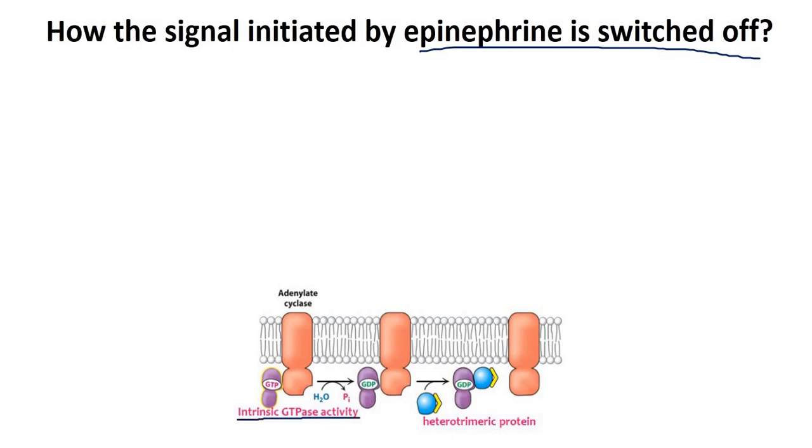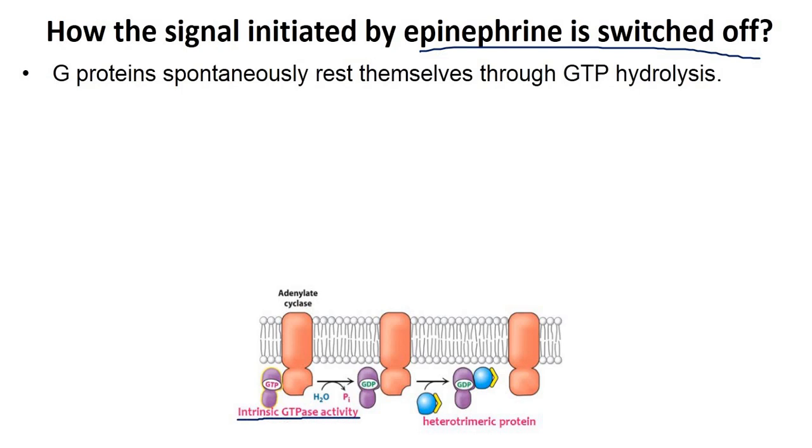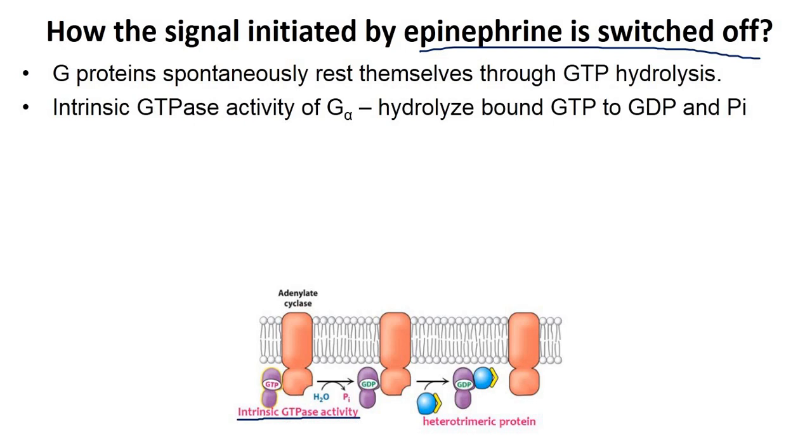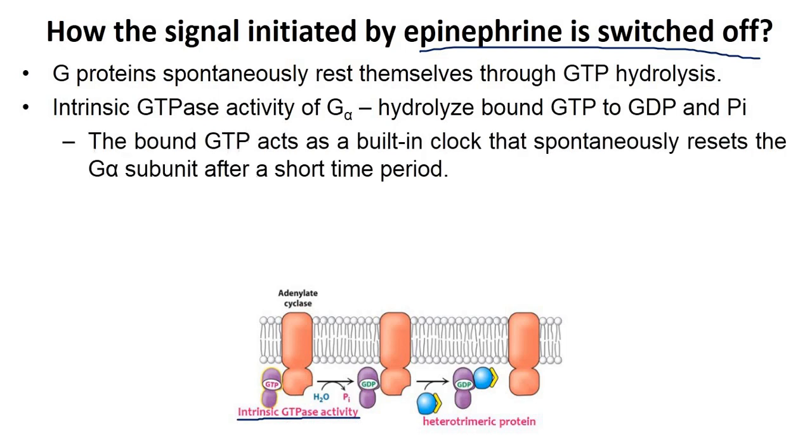activity. As we see from the snapshot summary, intrinsic GTPase activity, as the name suggests, GTPase, will break GTP into GDP and phosphate. So G proteins spontaneously reset themselves through GTP hydrolysis. Intrinsic GTPase activity of G alpha will hydrolyze the GTP to GDP and phosphate. This bound GTP acts like a built-in clock. This is a programmed clock that spontaneously resets the G alpha subunit after a short period of time.